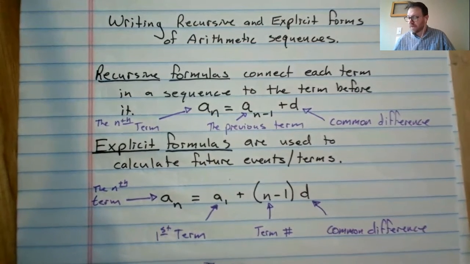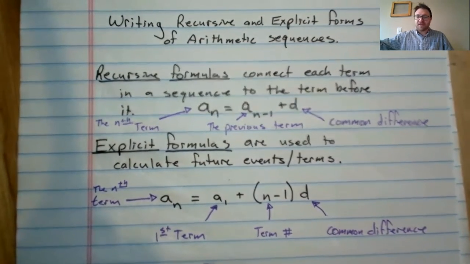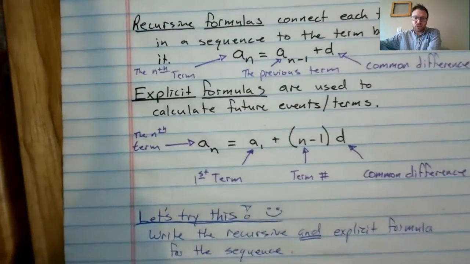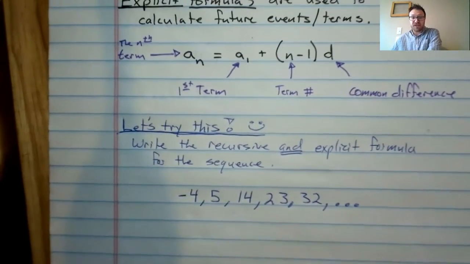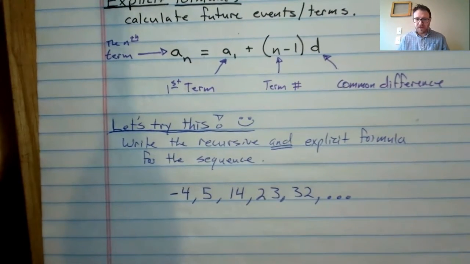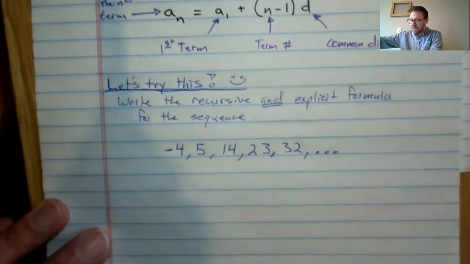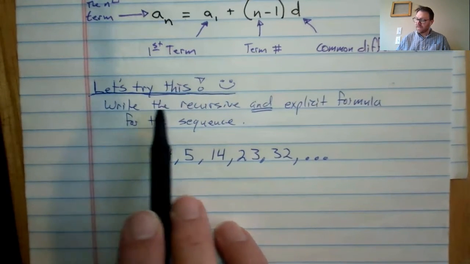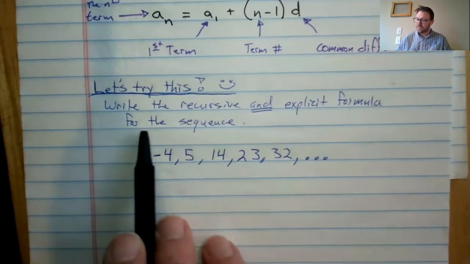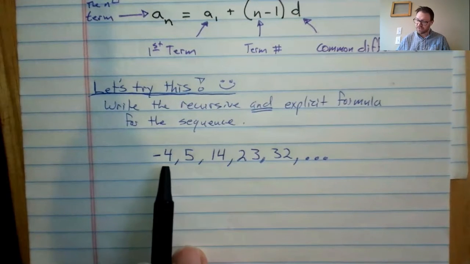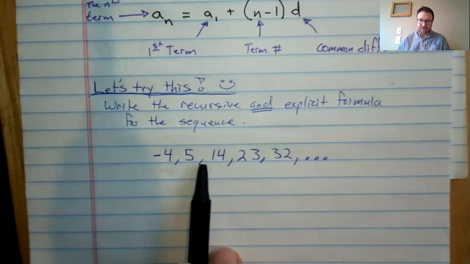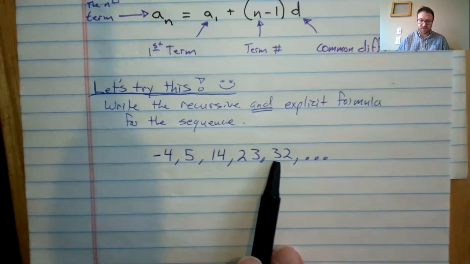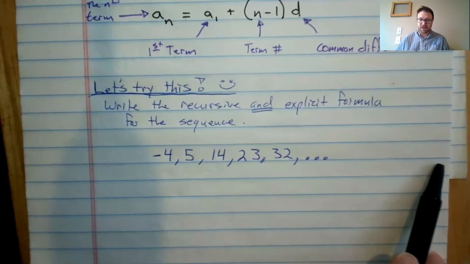Okay, you're back. All right, so I just have one example before you work on the problem that has been assigned, okay? So I've got an example here, and I have a sequence. And what we're going to do is write the recursive and explicit formula for the sequence. All right, so here's the sequence. It's -4, 5, 14, 23, 32, and then it keeps going forever and ever.